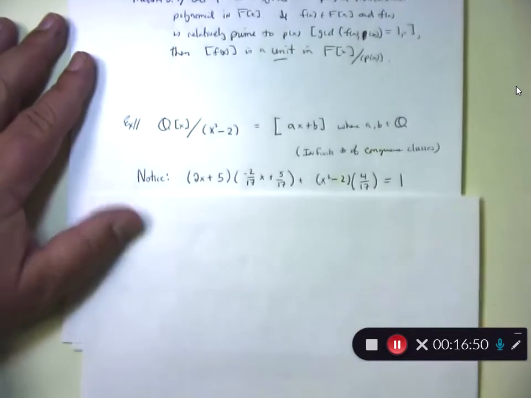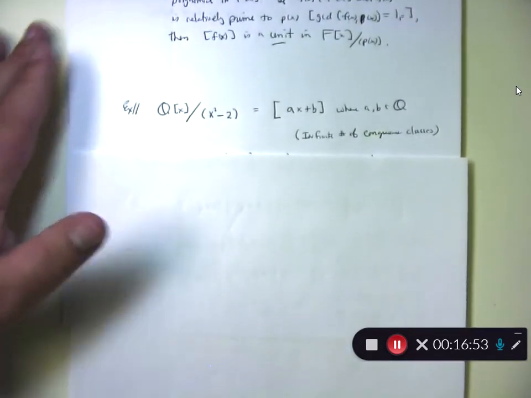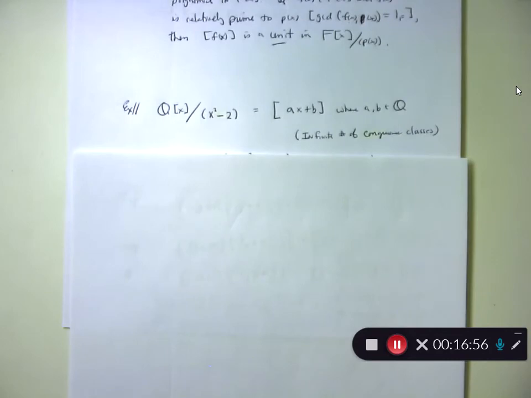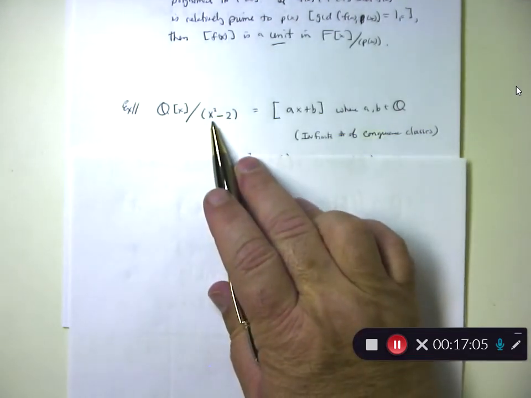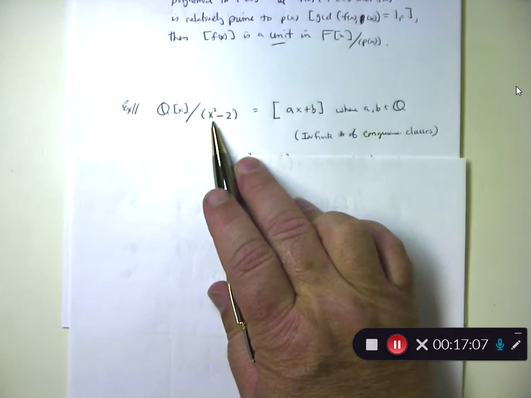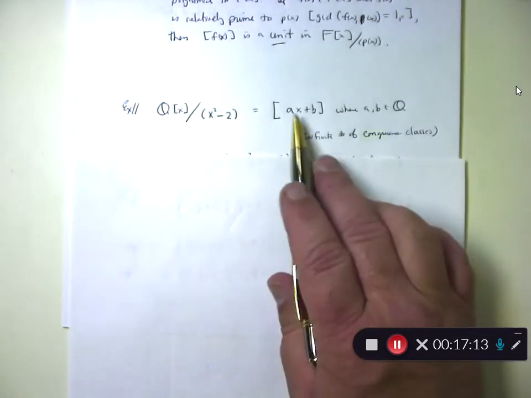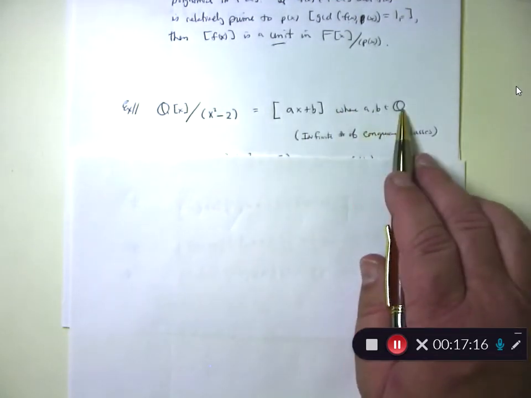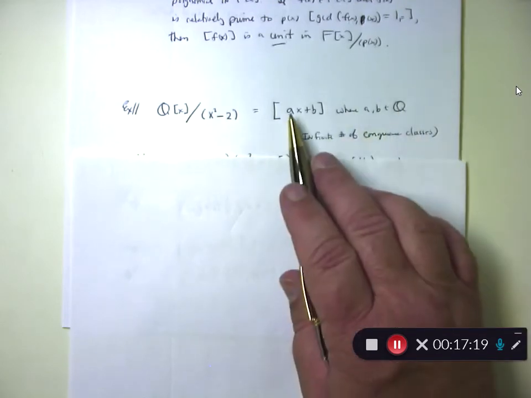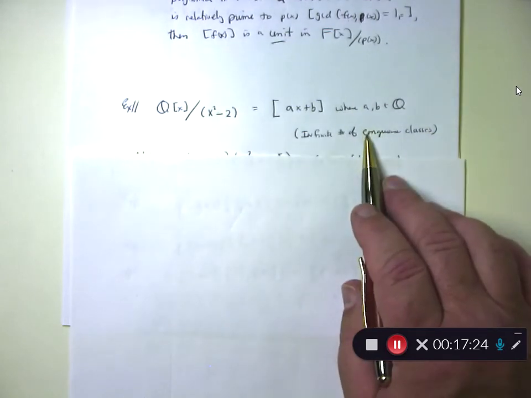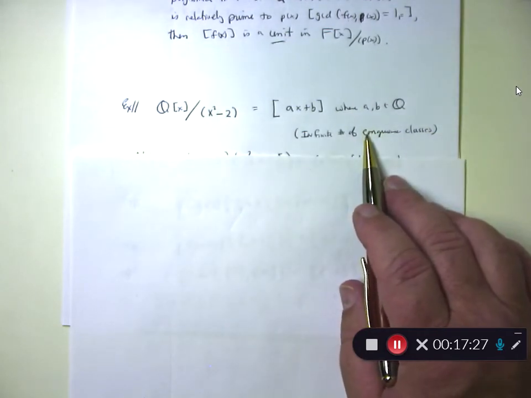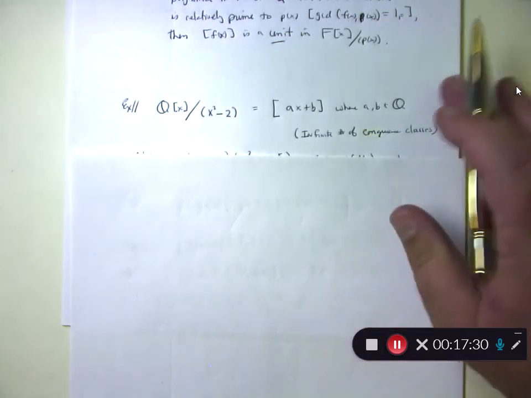So, an example here. I've got Q adjoin x modded out by x squared minus 2. Since you're modding out by x squared minus 2, the degree of this is 2, so when you divide by it, you're going to get a remainder of linear terms, ax plus b. It's always degree 1 less, where a and b come from the field, the rationals, which means you have an infinite choice of rationals for a and for b. So you have an infinite number of congruence classes in this problem. The last one we did was a finite congruence class. This one's infinite. But that doesn't matter.